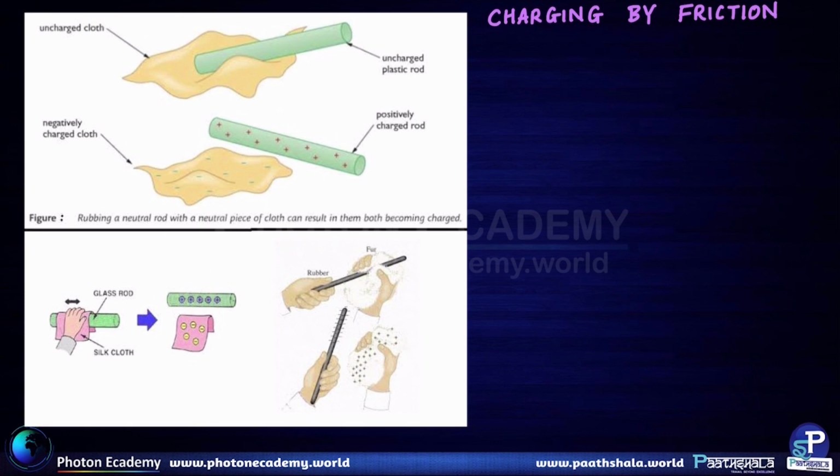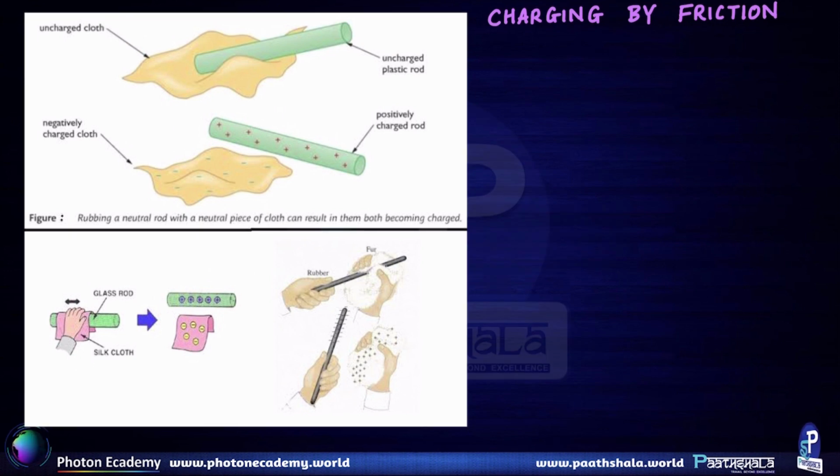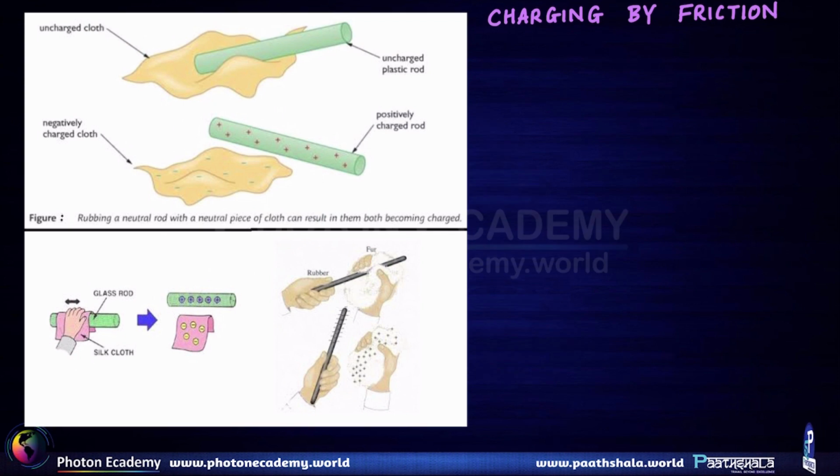Here what we want to learn is that one of the methods of charging a neutral object is friction, and we can simply charge objects by friction when we rub one object on the other. Some electrons from one object are going to get transferred to the other object, and hence both of them will be charged. The object that is receiving the electrons will be negatively charged, and the object that is giving up its electrons is going to be positively charged.